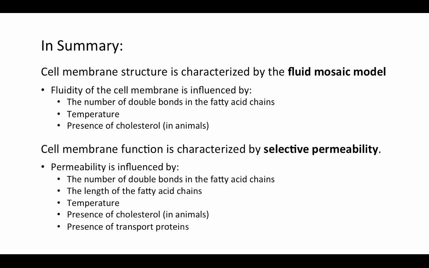The length of the fatty acid chains will determine the thickness of the phospholipid bilayer. The thicker it is, the less likely things are to be able to move through. It's going to be influenced by the temperature. Remember, the temperature is going to influence the packing of those fatty acid tails. At lower temperatures, they're going to be more tightly packed, and the membrane will be less permeable or more resistant to movement across it. The presence of cholesterol: more cholesterol is going to make the membrane less permeable by allowing tighter packing in those hydrophobic tails. And then also the presence of transport proteins.